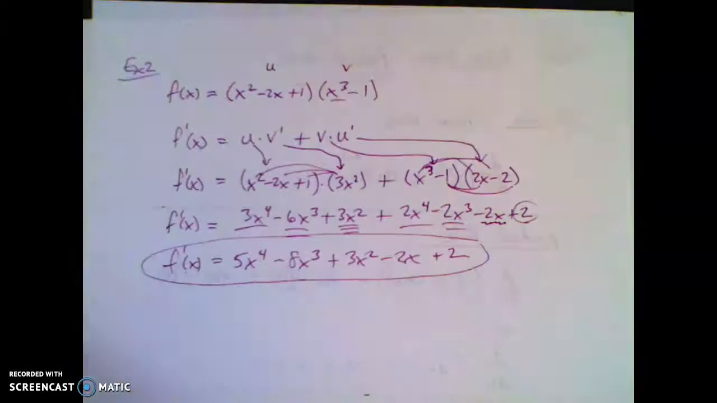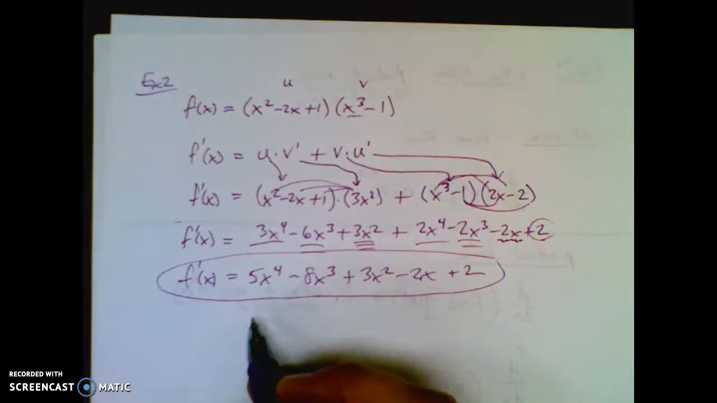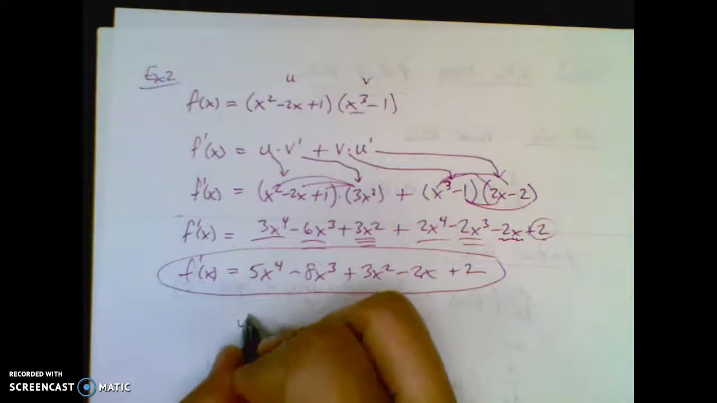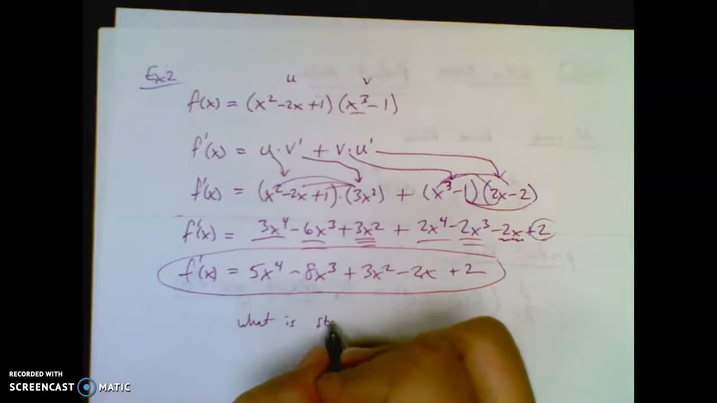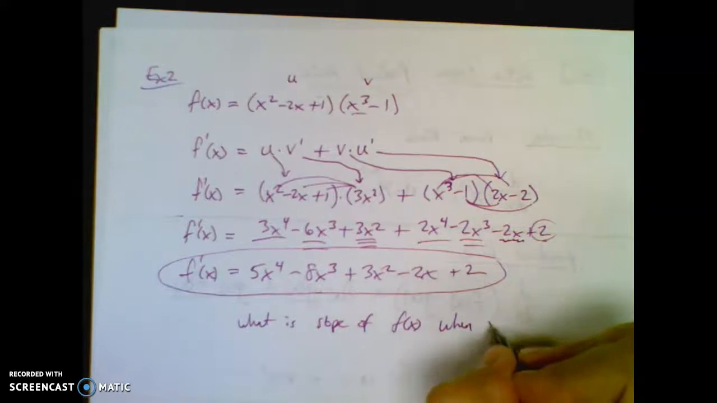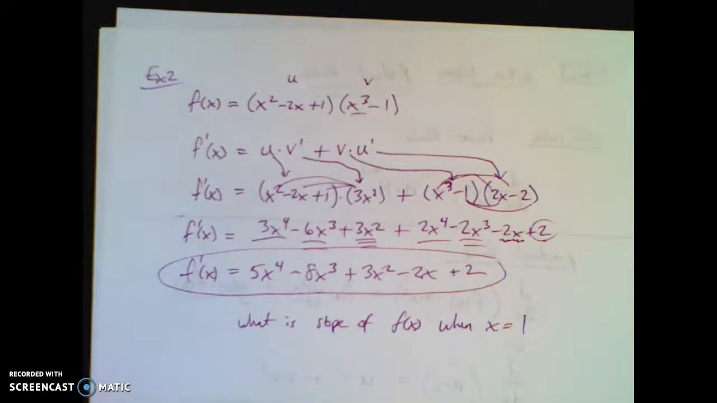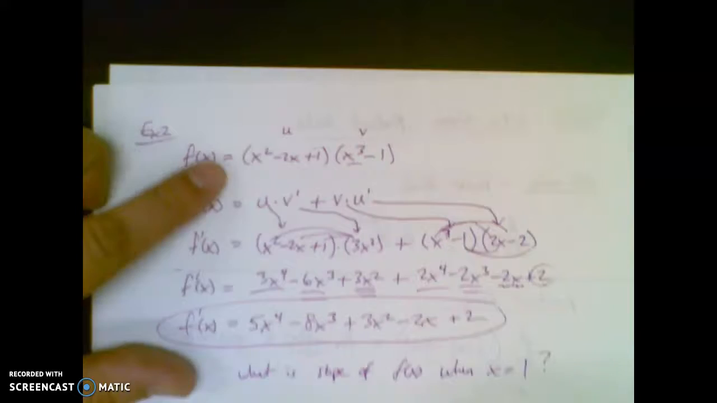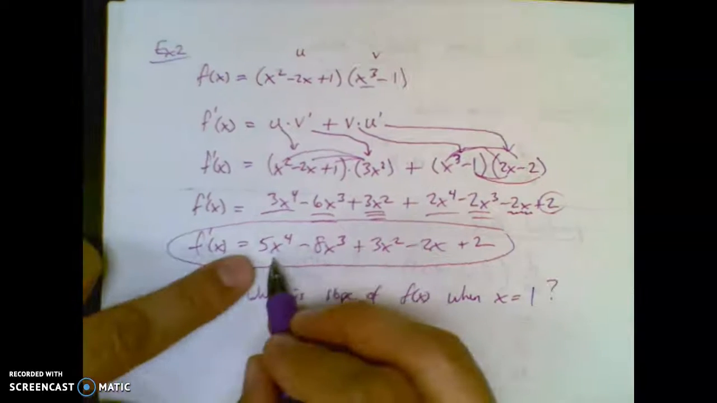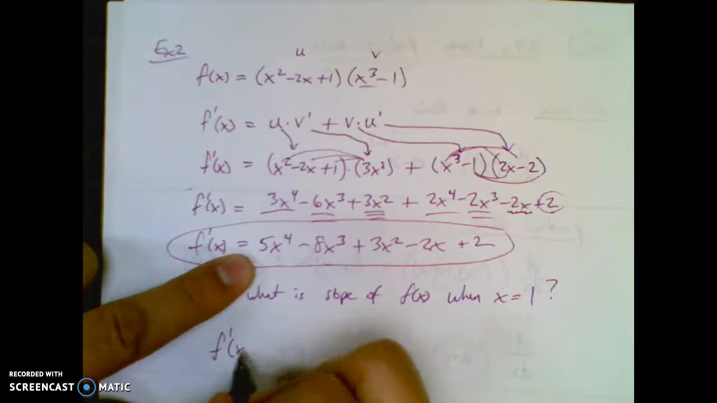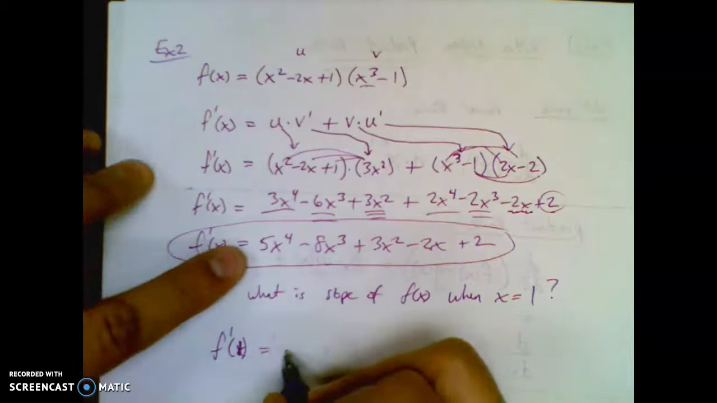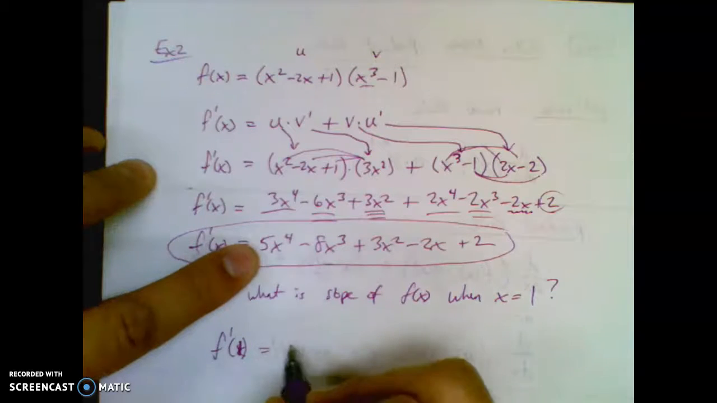But let's take this one step further and say, what if I wanted the slope of f of x when x equals 1? Okay, all you do, well, I don't have to do anything with f of x. I don't even have to know the y value. All I got to do is plug a 1 in here, because f prime of x finds the slope at any point. So if I want f prime of 1, I'm asking for the slope when x is 1.